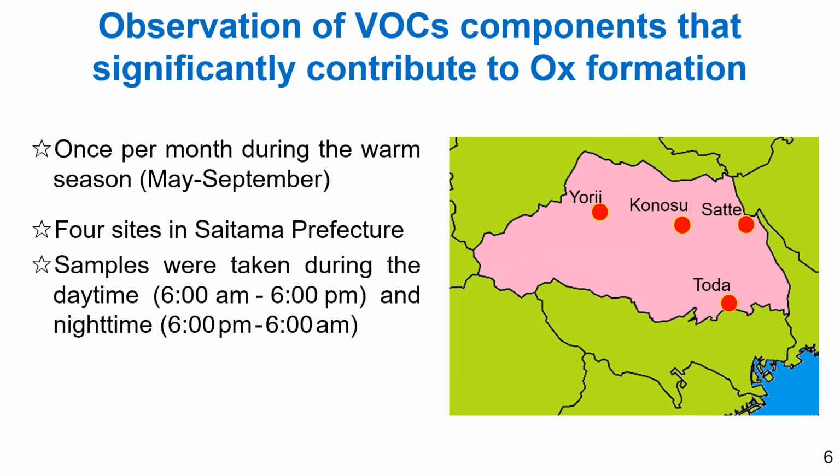To understand the VOC components that contribute to the formation of photochemical oxidants, we collect and analyze samples once a month during the warm season, from May to September, at four locations in the prefecture: Yorii, Konosu, Satte, and Toda, during the day from 6 a.m. to 6 p.m. and at night from 6 p.m. to 6 a.m., when the concentration of photochemical oxidants is likely to increase.